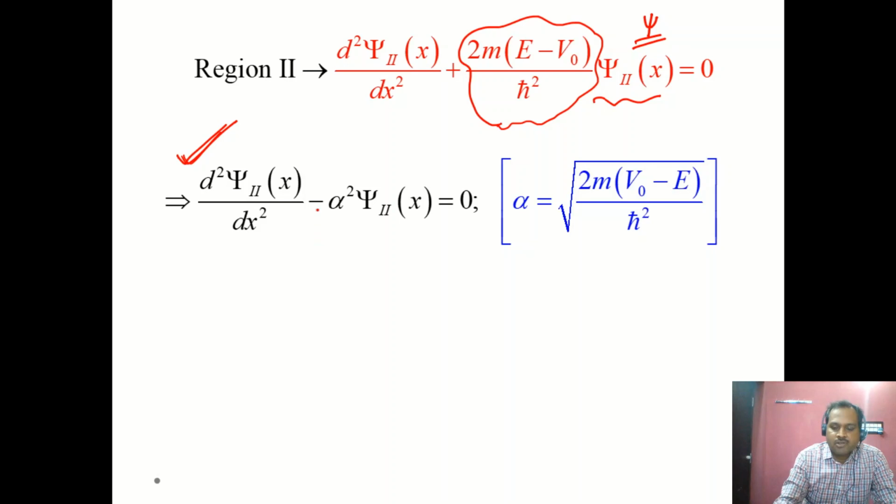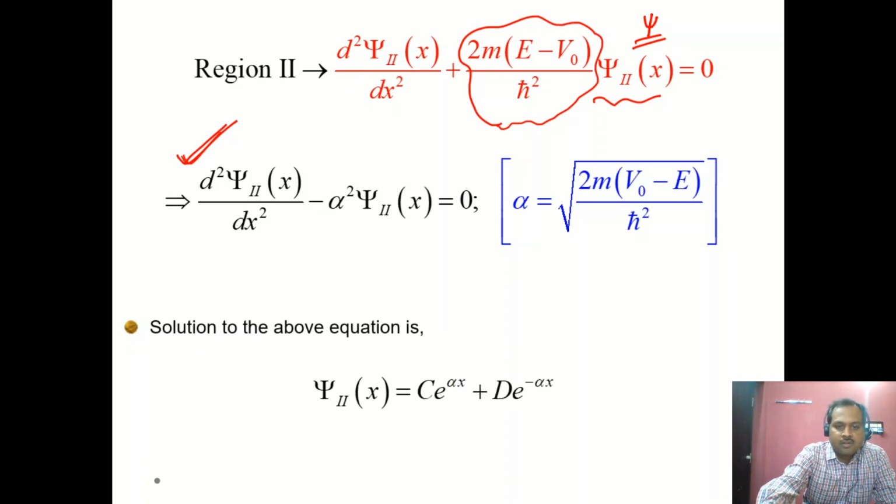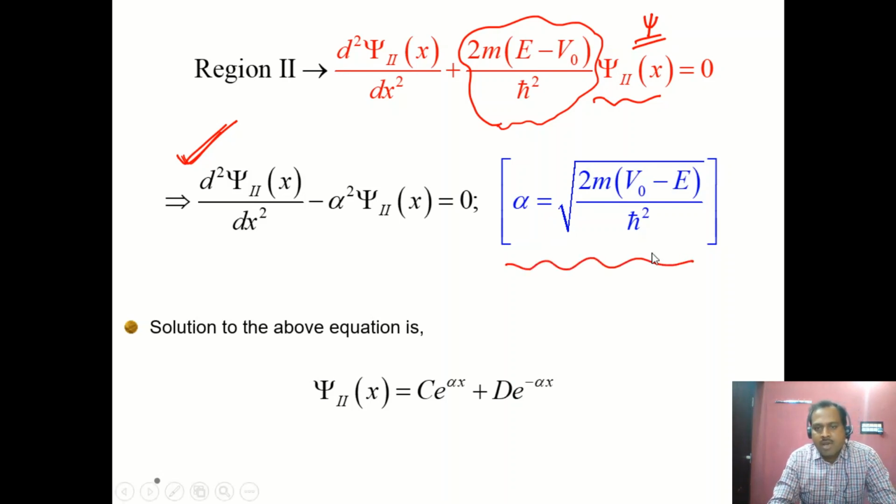The solution for this can be written in terms of the exponential function, either increasing or decreasing form, that is the unknown coefficient c e to the power alpha x plus d e to the power minus alpha x, where alpha is root over of 2m by h cross square V naught minus E.